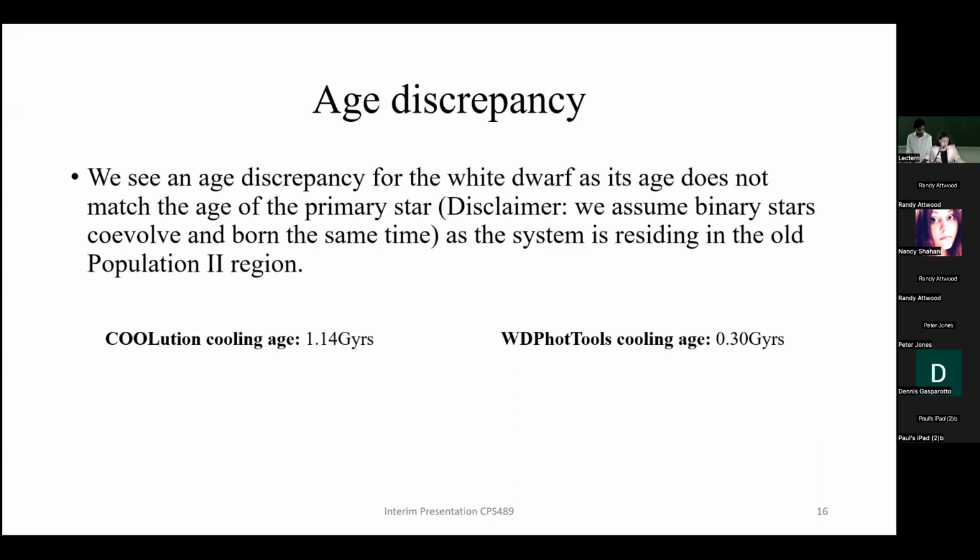So again, we see an age discrepancy for the white dwarf, as its age does not match the age of the primary star, because we assume that binary stars co-evolve and are born at the same time. The system resides in an old population 2 star, and these two values that we got don't tell us the right things that we want.